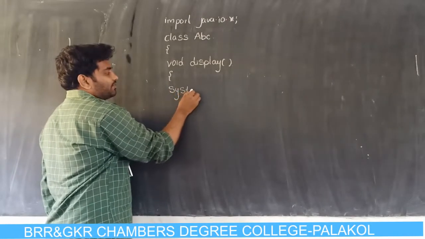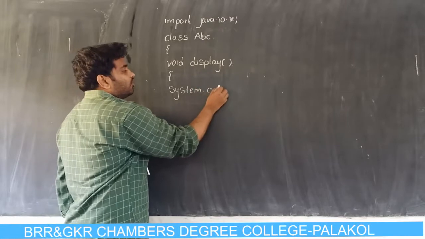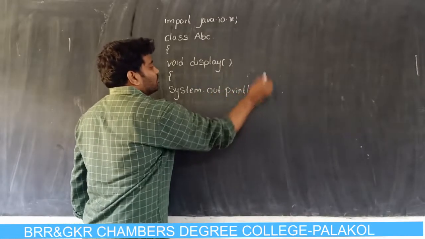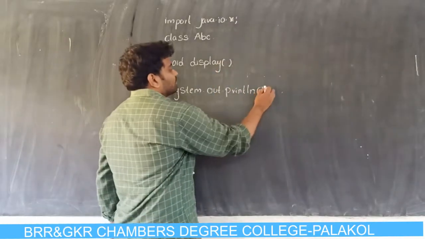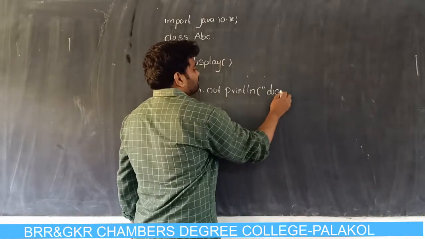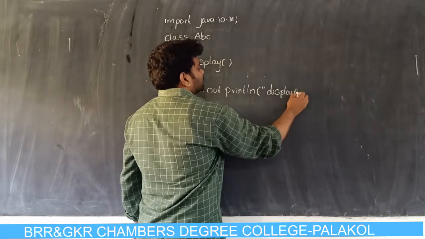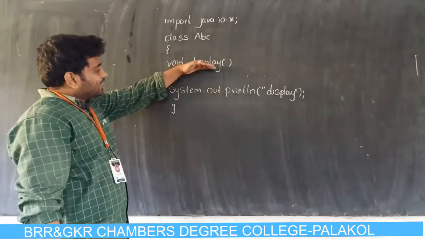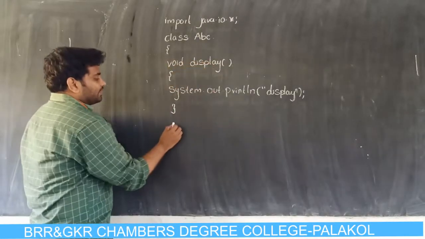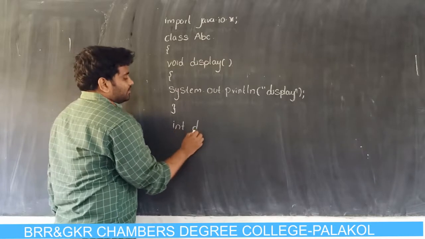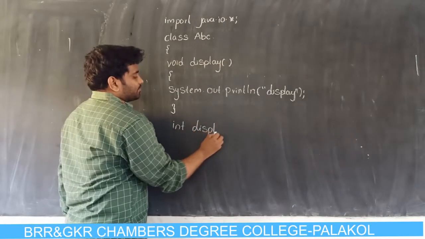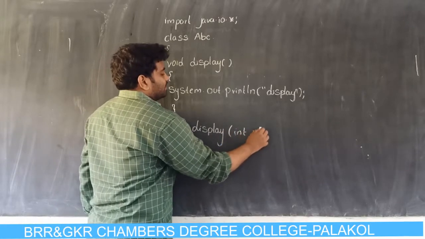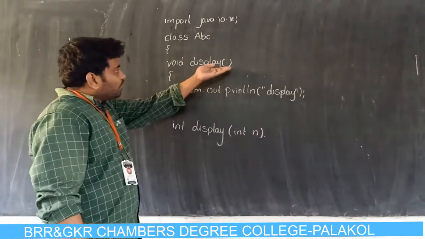System.out.println, open parenthesis, display. Curly bracket close. Another method is created, display, with int n. Okay, the first one is without arguments.